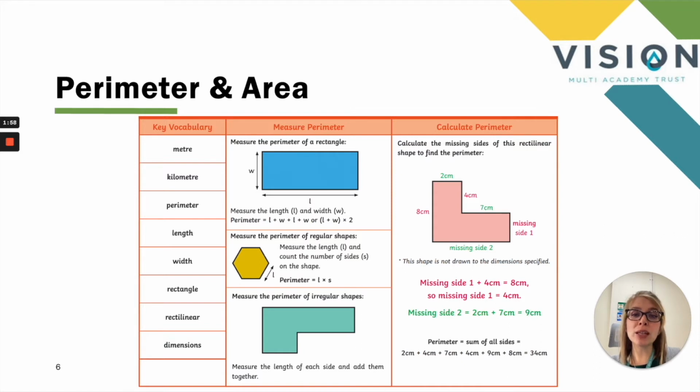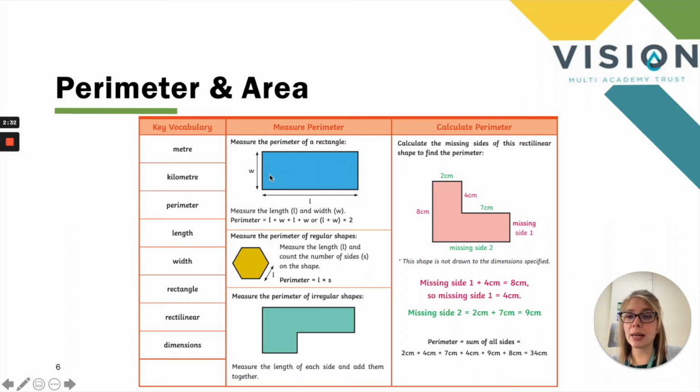So looking at perimeter and area. So it's measuring the perimeter. We know that it's the outside of a shape. And if it's of a rectangle, we know that we can measure the length, the width, the length and the width. Or we can begin to use the simple formula of length plus width multiplied by 2. Measuring the perimeter of regular shapes, we simply need to measure the length of each side, or we can measure the length of one side and multiply it by the number of sides. Now measuring irregular shapes, we'll be looking at the length of each side and adding them together.